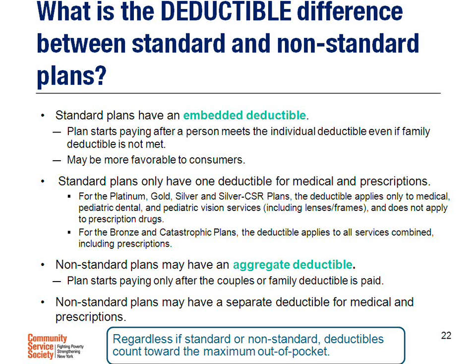For bronze and catastrophic plans, the deductible applies to all services combined, and that includes prescription, which means they have to meet the deductible first. What about non-standard plans and the deductible? Well, non-standard plans follow the aggregate deductible. So unlike the previous example where the husband could just meet the $600 deductible and then the plan would start paying, in that case, they would have to meet the $1,200 deductible before the plan starts paying.